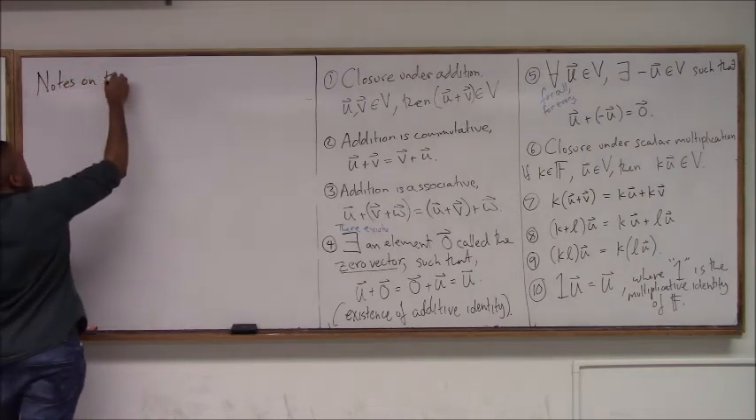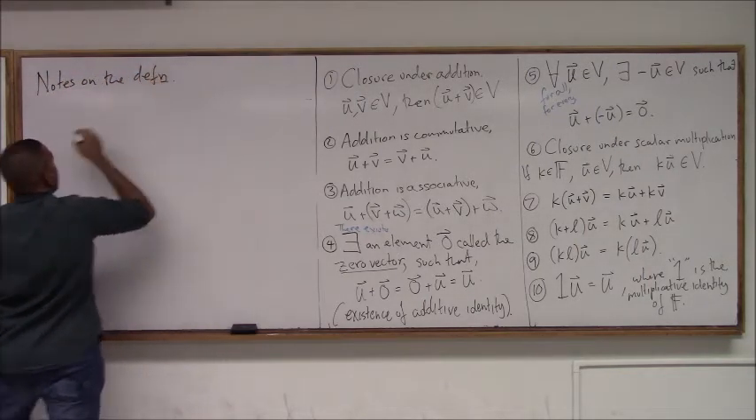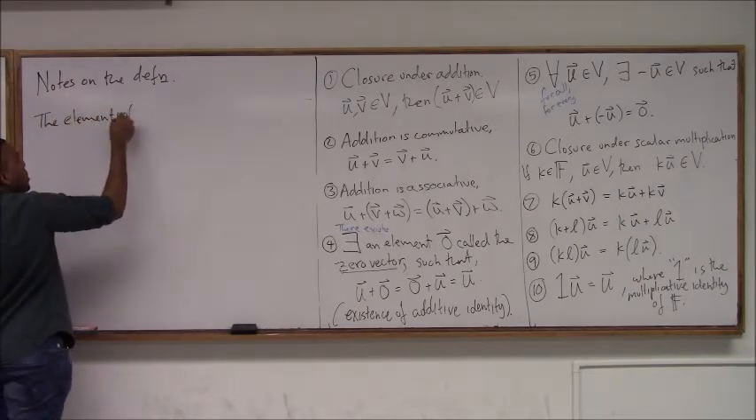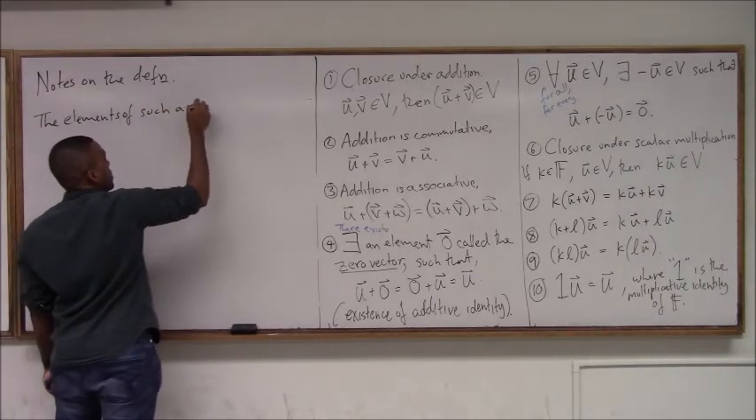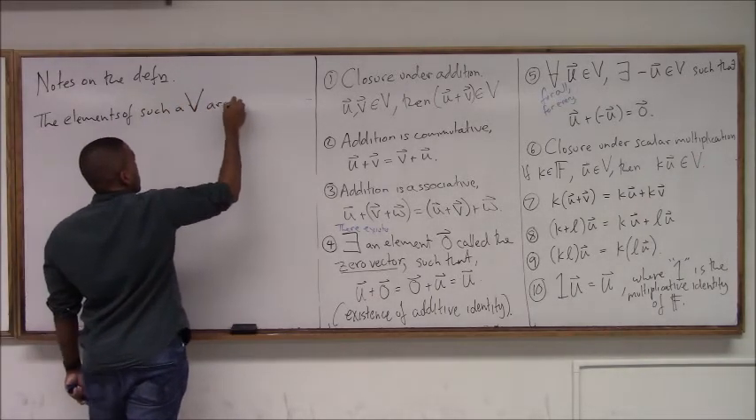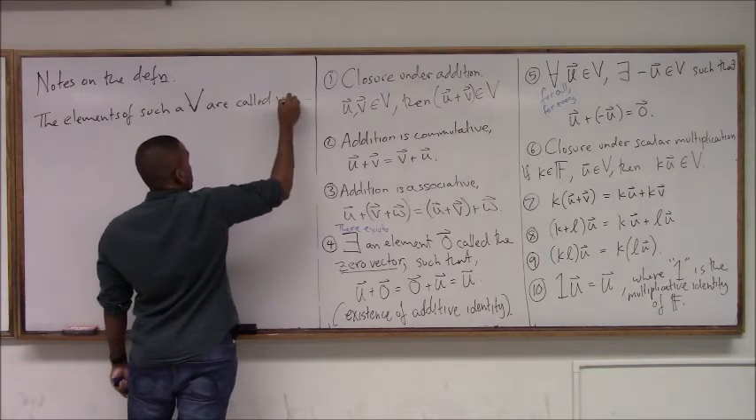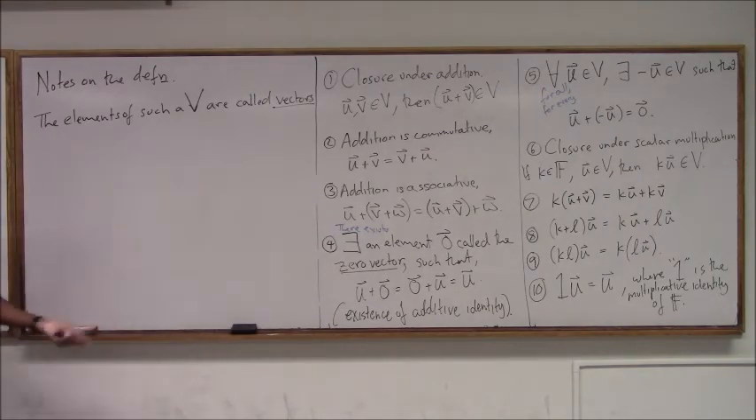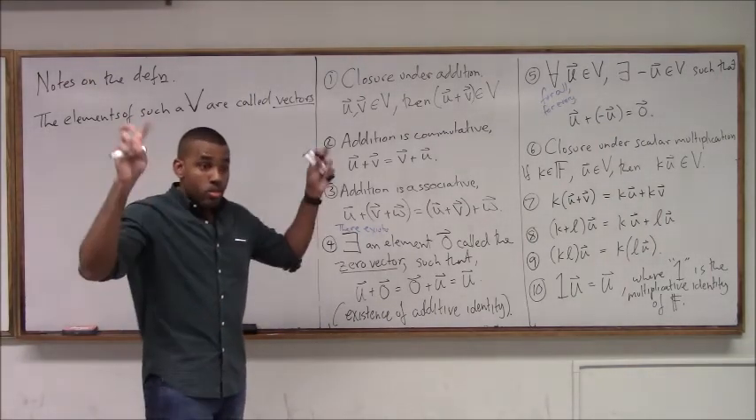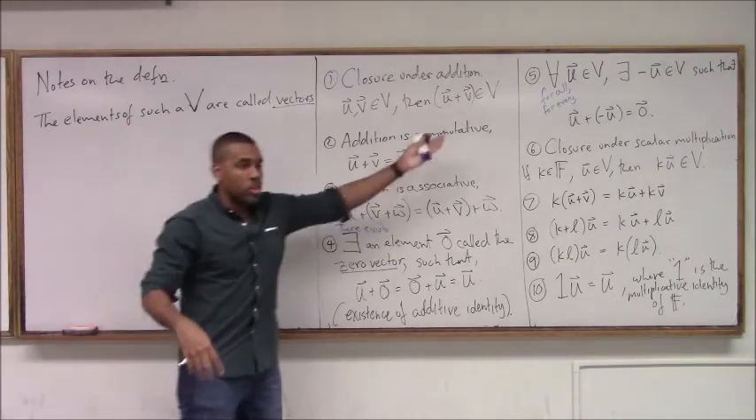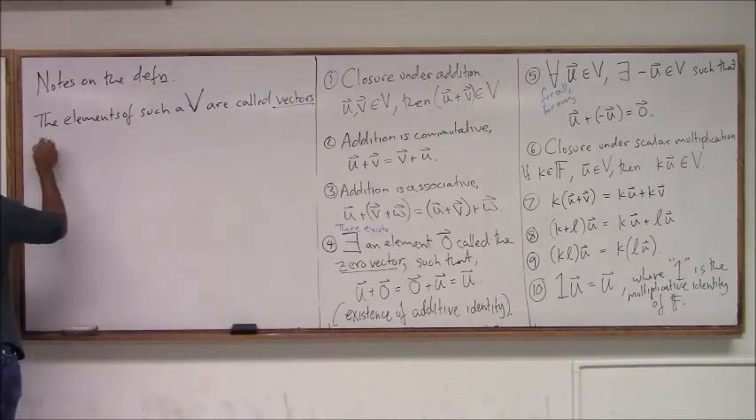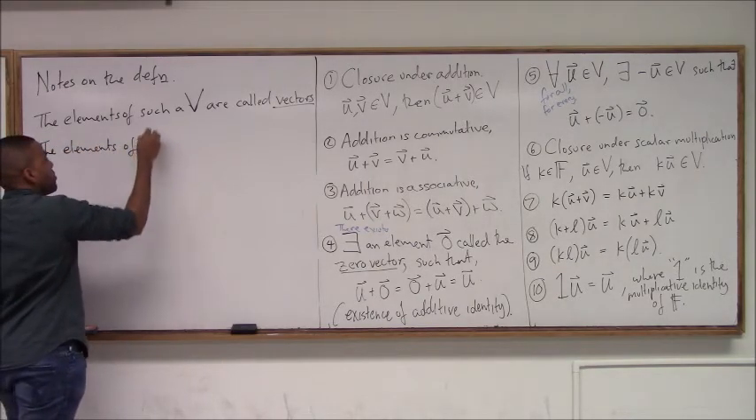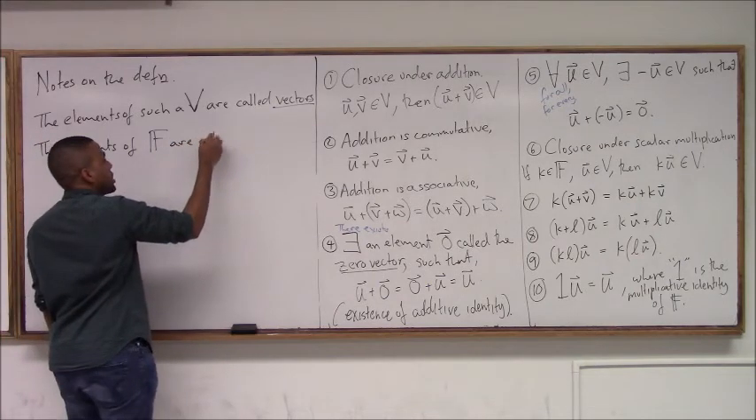So notes on the definition. The elements of such a V are called vectors. Not the same as vectors in Calc 3, not the same as vectors in the sense of physics. Vectors as in any elements that follow these 10 rules. The elements of F are called scalars.